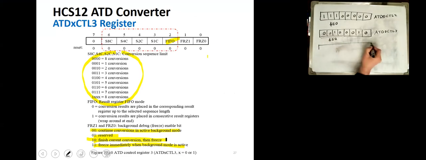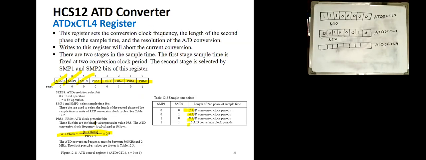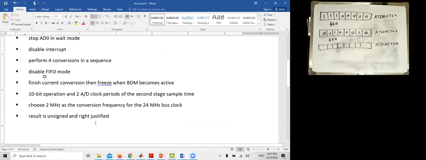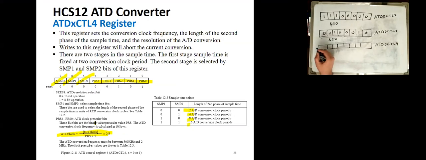$22. The same thing, we go to register number 4 and see what we need to do with the bits inside this register. This is A to D 0 control register number 4. Starting from the most significant bit, this bit specifies the resolution of the result, and the required resolution is 10 bit. So this bit has to be left 0.